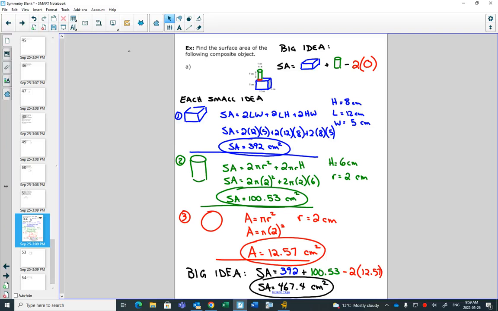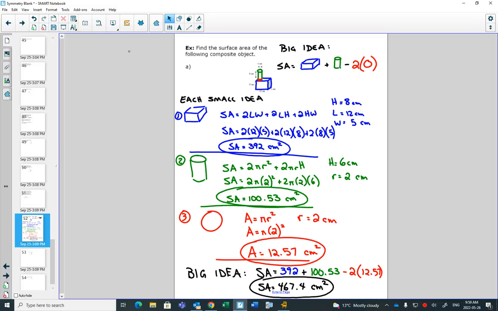All right. So, organized: 1, rectangular prism, 2, the cylinder, 3, the circle. And then I went back to my big idea and said, what do I need to do? I need to add my surface area, which I did in blue, plus the green. I wrote that in green. And then, I have to take off 2 of the circles. And I had just done 1. Okay? So this was the big idea.